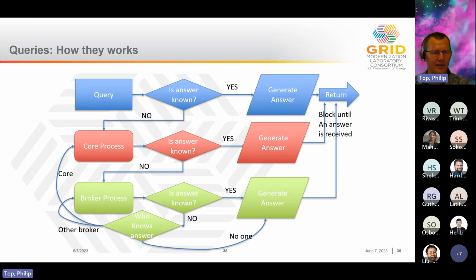Here's how they work. Basically, you make a query through the API. The local federate tries to answer the question. If it doesn't know, it sends it on to the core. If the core knows, it answers the question and returns it back to the location that asked for it. And that's a blocking call, so it'll block until it receives the answer.